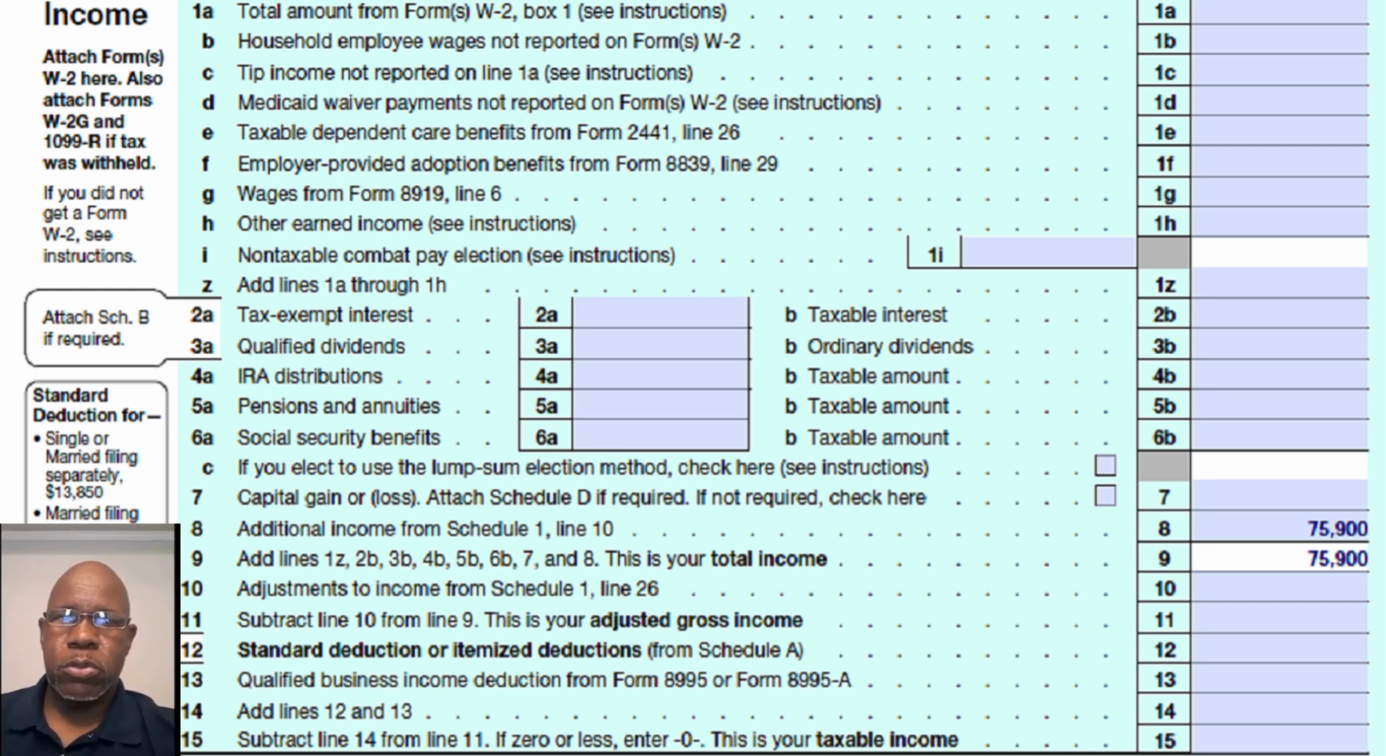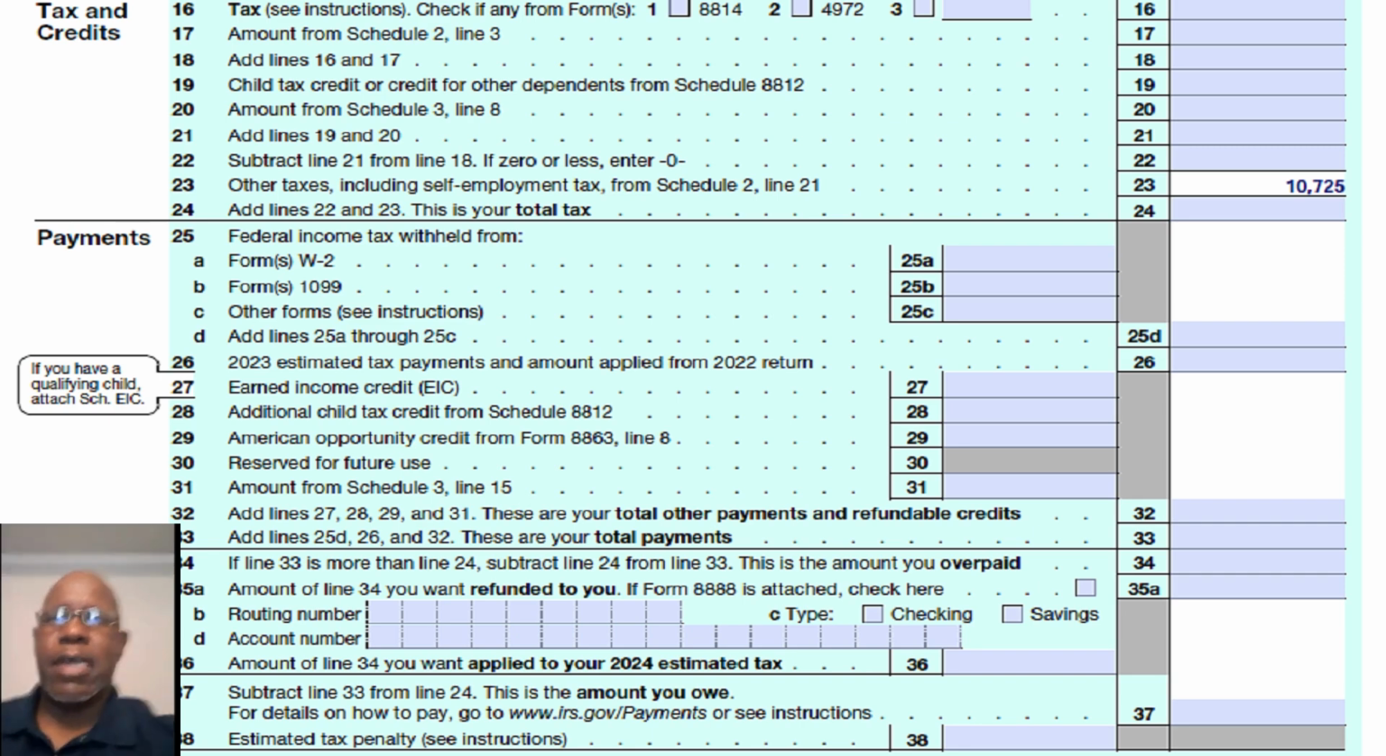The first thing we're going to do is go over to page 2, line 23. We're going to calculate self-employment taxes. Self-employment taxes is 6.2% Social Security taxes and 1.45% Medicare taxes. Adding the two, that's 7.65%. As a self-employed business owner, you're responsible for paying both the employee's portion and the employer's portion. So 7.65% multiplied by 2, 15.3%.